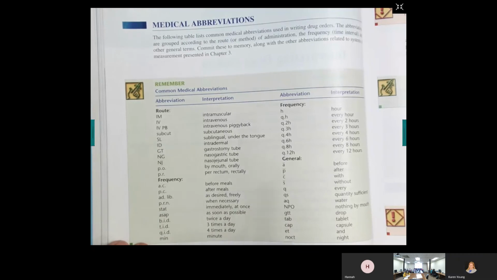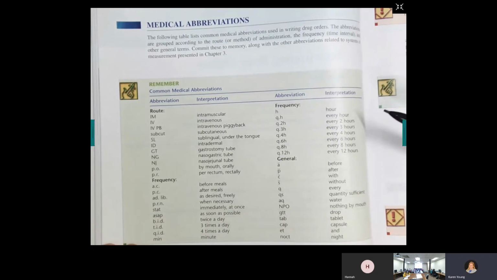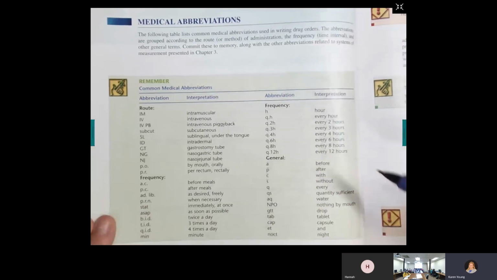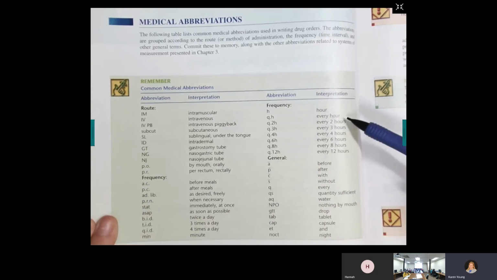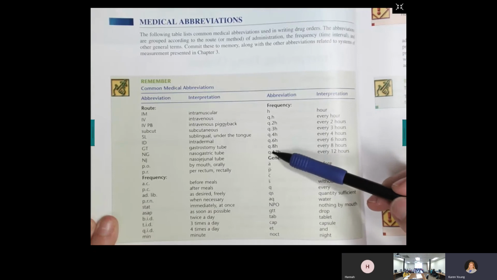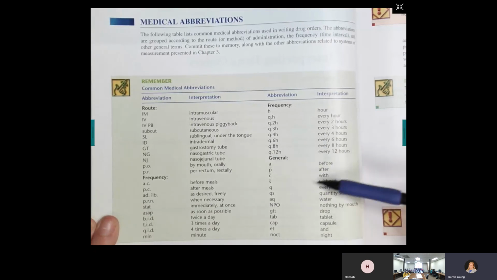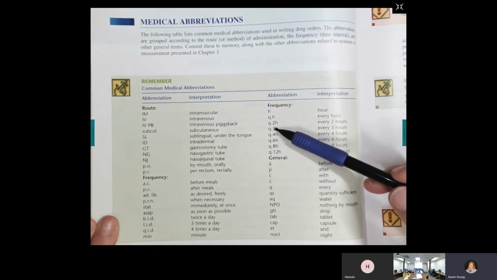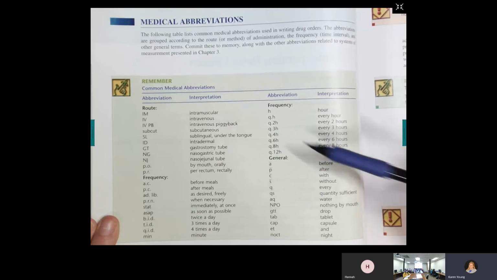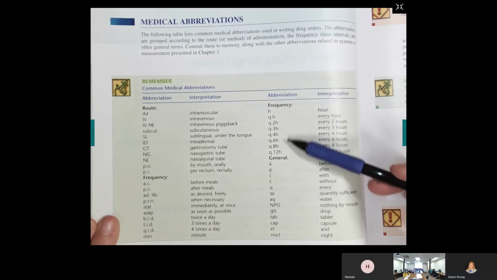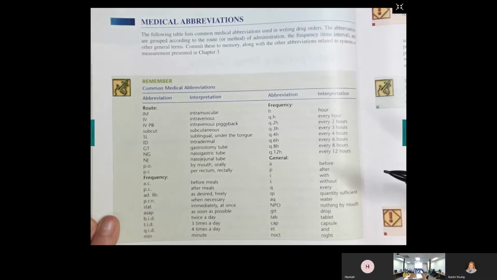And then we have, of course, minute is minute, or MIN is minute. H is hour. QH is every hour. The Q stands for every, pretty much all the way down through here. Q2H is every 2 hours. Q3H is every 3 hours, so forth and so on.